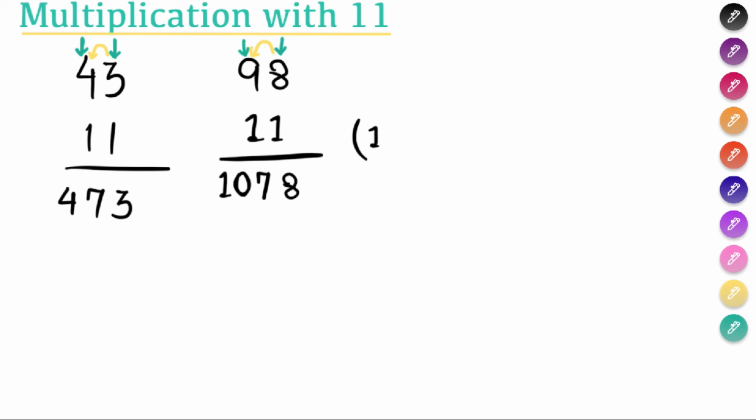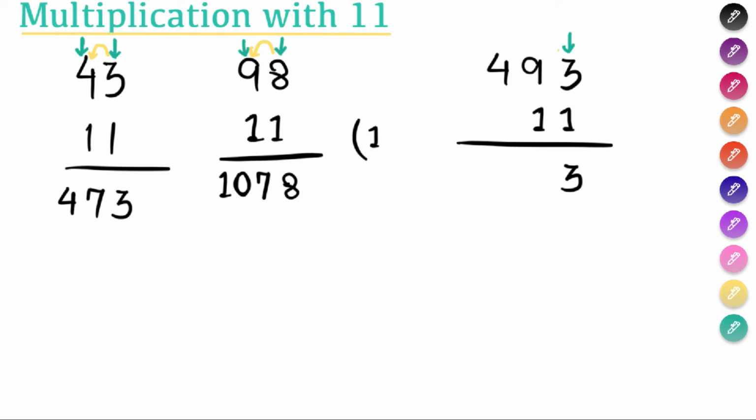Now let us try multiplying a 3 digit number with 11. Suppose we have 493 into 11. So let us see what the process is. Just the same as we did with the 2 digit number. First we see the rightmost digit, that is 3. We simply write the rightmost digit.